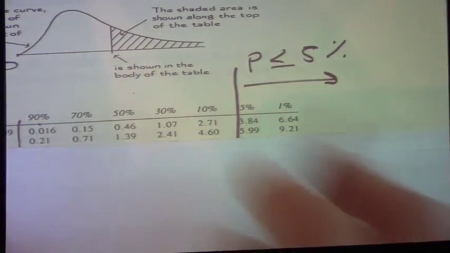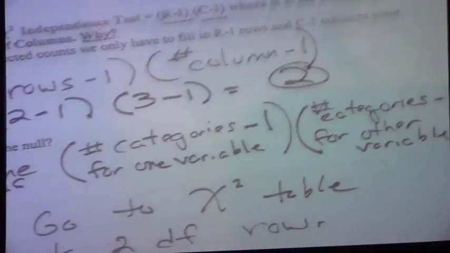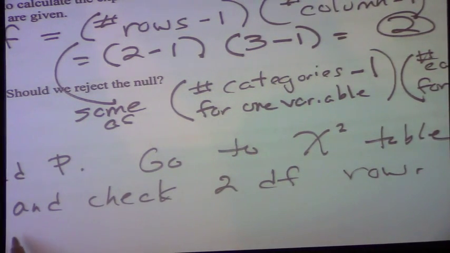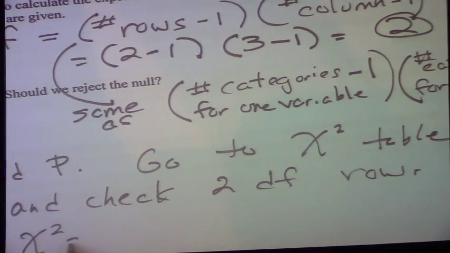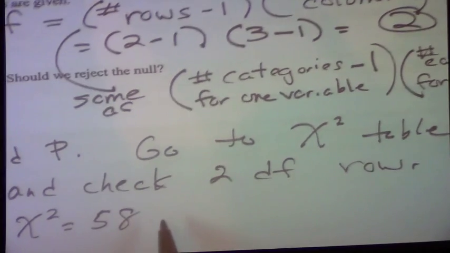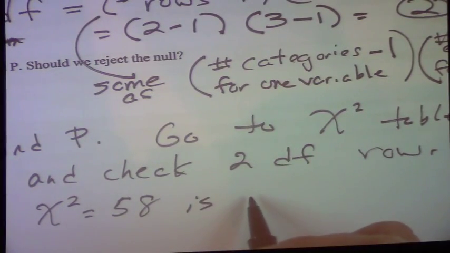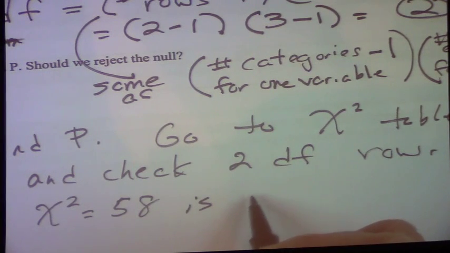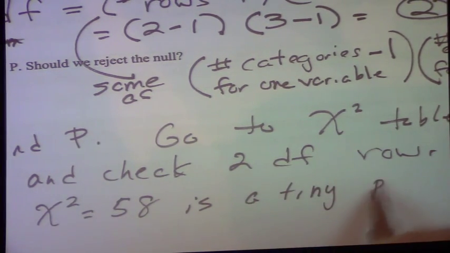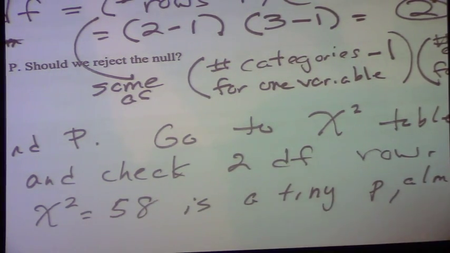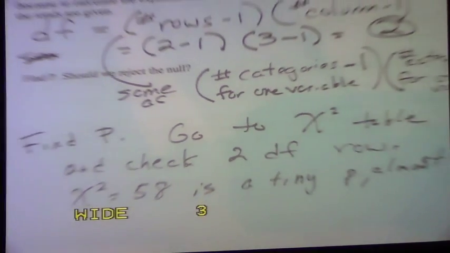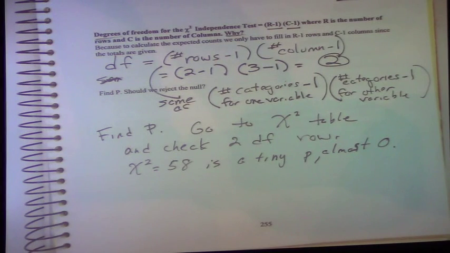We are off the page. So what are we going to say? The chi-square equals 58 is a tiny, tiny, tiny p. It's never quite 0, but it's about as close to 0 as it gets. It's almost 0. That would be the answer. It's a tiny p, almost 0. It's way off the charts.